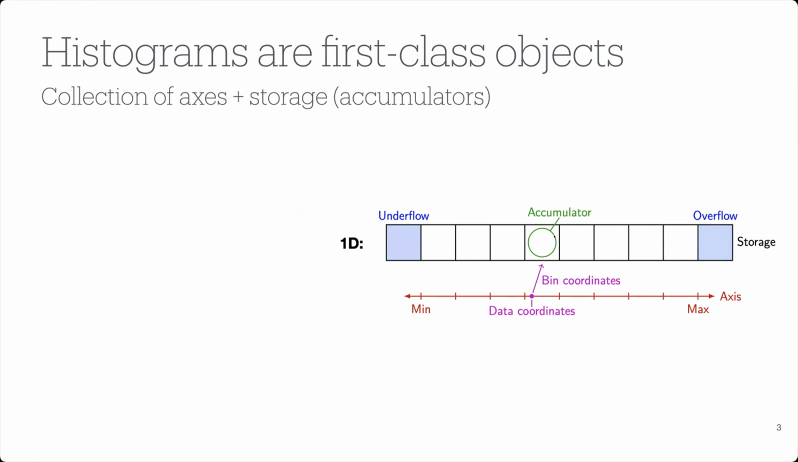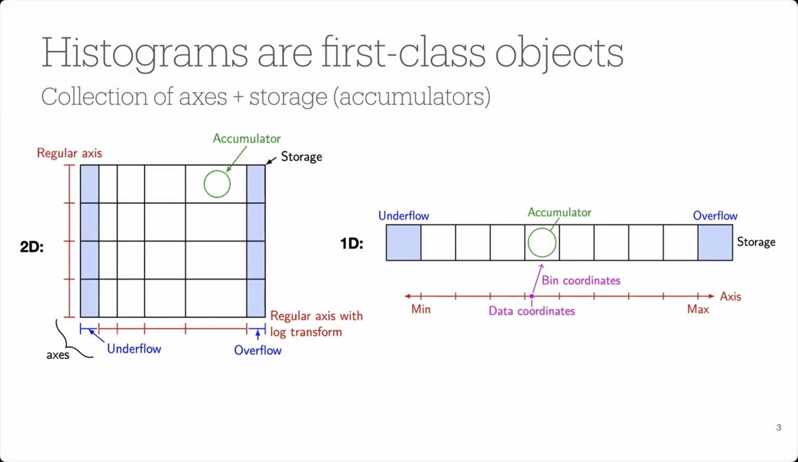In this case, this accumulator could be a double, it could be an integer, it could be a weighted value, which would be a couple of values. It could be, in histogram terms, a mean, which would be similar to a profile in root, where instead of storing the sum, you're storing the average. And you have zero or more axes. So in this case, we have one, and the axes describe how you convert between data coordinates and bin coordinates. And these can optionally have underflow and overflow.